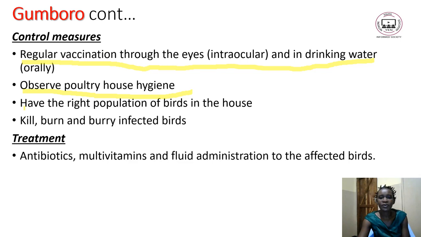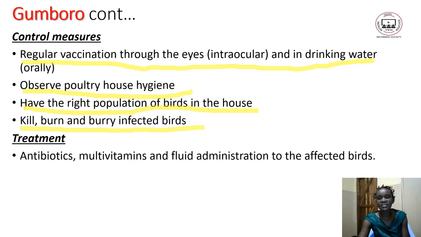Overcrowding is also one of the things which can lead to the spread of the disease. So you should have the right population of birds per house. We mentioned earlier, when we were looking at housing, what can be the adequate space per bird. I think we did it even in terms of measurements. Killing, burning, and burying infected birds can also help to prevent the spread of the disease.